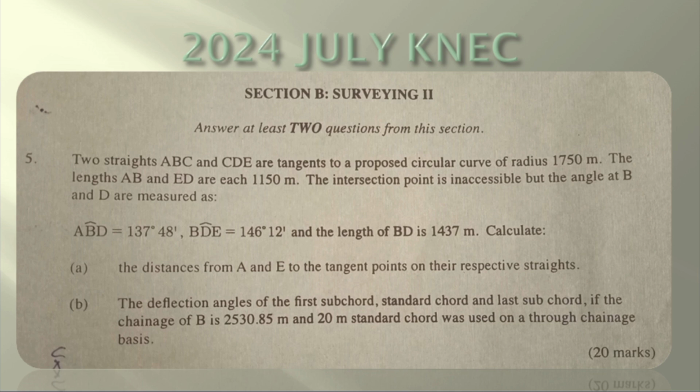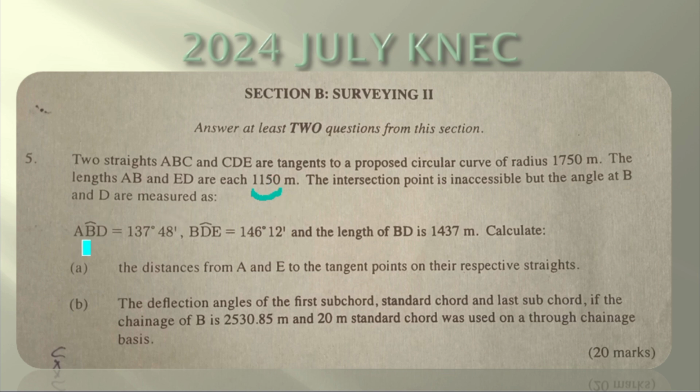So we go directly to the question. This is the first question. Two straights ABC and CDE are tangents to a proposed circular curve of radius 1750 meters. The lengths AB and ED are each 1150 meters. The intersection point is inaccessible, but the angles at B and D can be measured.